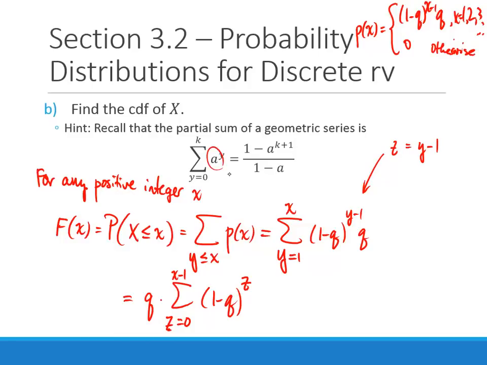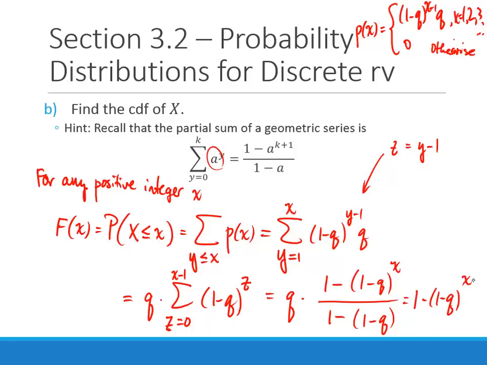So here a would be equal to 1 minus q, and k equals x minus 1. So this is just q times 1 minus q to the x, and then divided by 1 minus a. Again, 1 minus a here is 1 minus q. And if you simplify, this is just 1 minus q to the x. There's some tricky algebra going on here, but it's the way we can actually calculate the CDF without having to do all those sums.